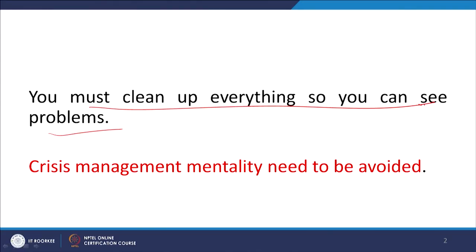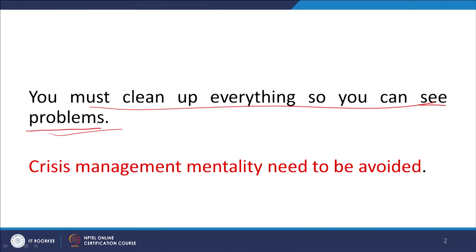So if you have a white shirt and even a small spot is there on that white shirt, it will be immediately highlighted. But if you are wearing a dirty shirt, with so many dots, many black spots, you will not be able to identify, because you will not be able to surface out those problems. So it is very simple to understand that if we keep our area clean, if we keep our workplace clean, it will help us to see the problems effectively.